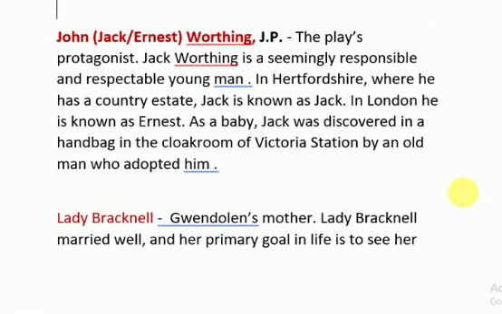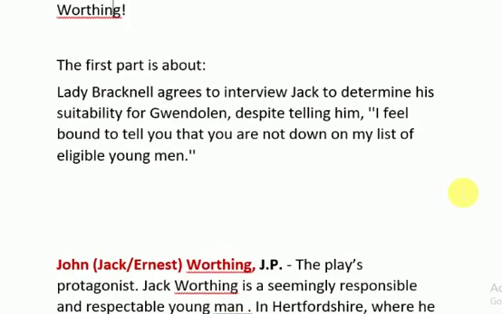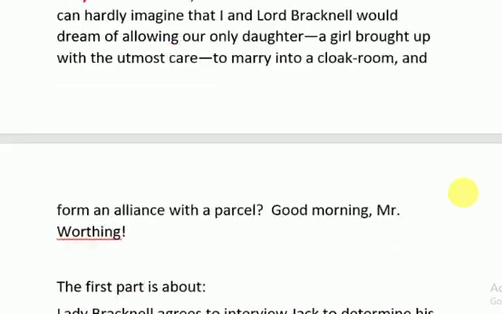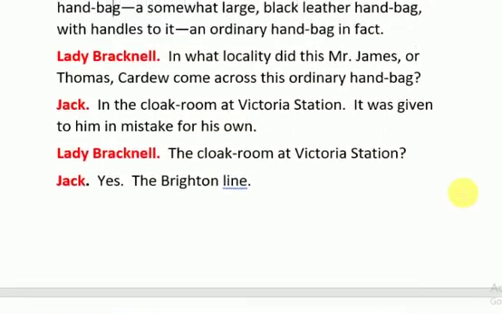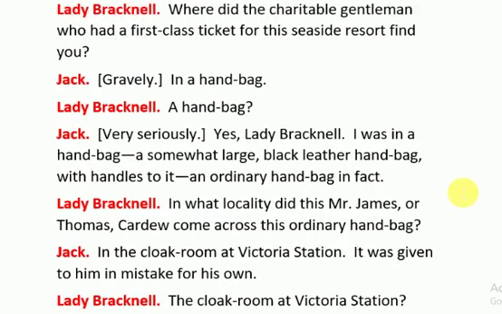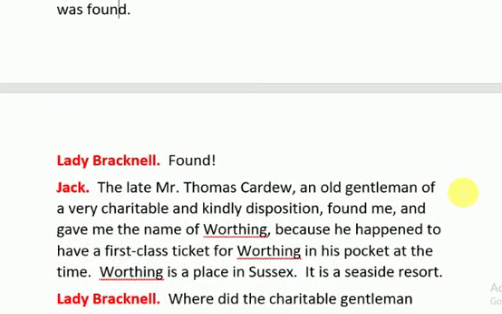So now that we have got ideas about the two important characters, I want to summarize what this part is talking about. Lady Bracknell agrees to interview Jack to determine his suitability for Gwendolen, despite telling him, "I feel bound to tell you that you are not down on my list of eligible young men." In this part, page 160, Lady Bracknell interviews Jack. She is asking him about his parents, about his estate, about his house, about whether he smoked or not. These are the most important things in this passage.